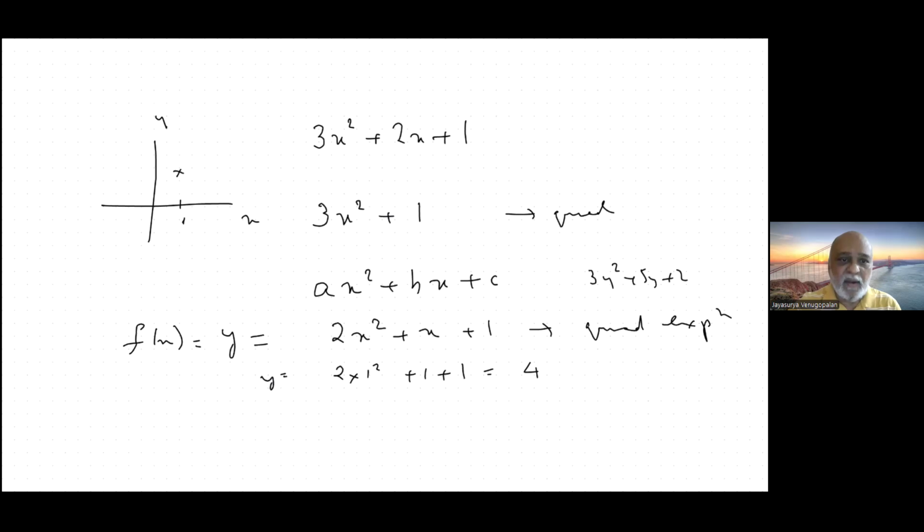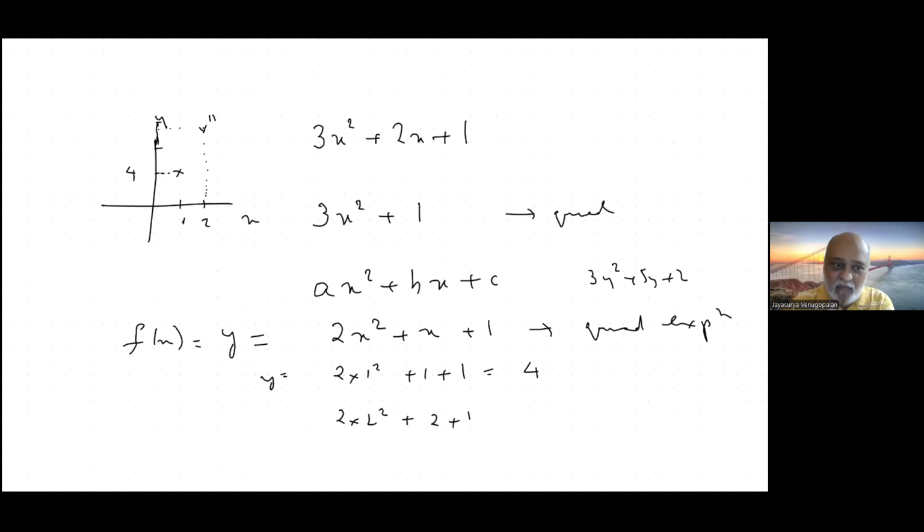Then I take another value, say x is equal to 2. So 2 into 2 squared plus 2 plus 1 would be 2, 4 into 8, 10, 11. So when x is equal to 2, y is equal to 11. So basically, I am able to plot this expression for different values of x.